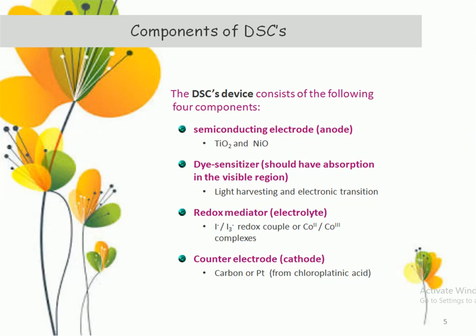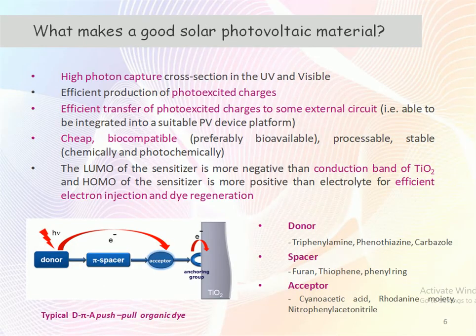where the light harvesting and electron transitions occur. And the redox mediator, that is the electrolyte; normally the iodide/triiodide redox couple is widely used instead of metal complexes and other electrolytes. Then the counter electrode, that is the cathode, which may be carbon or platinum. These 4 components are considered essential for dye-sensitized solar cells. And among them, dye sensitizers play an important role in the efficiency, that is the performance of the device.